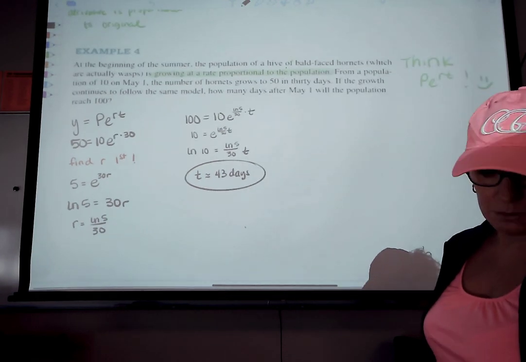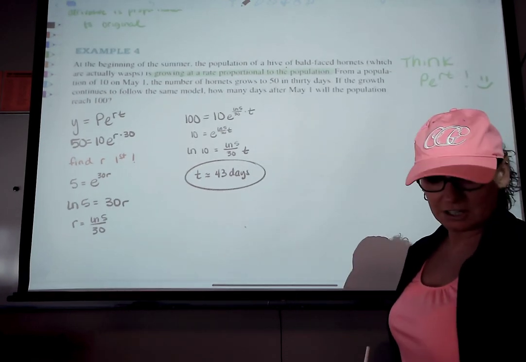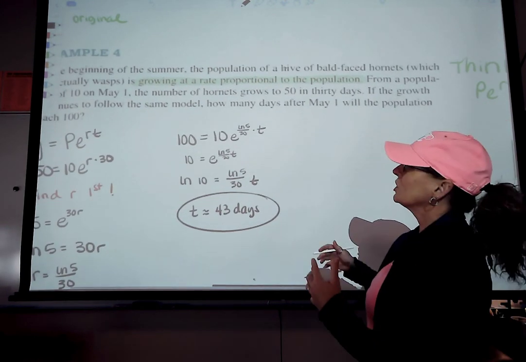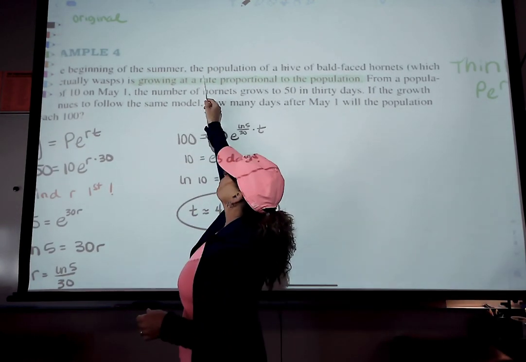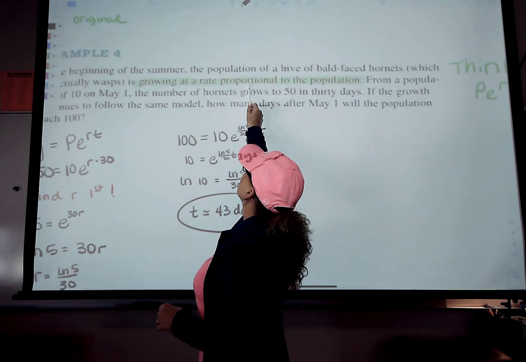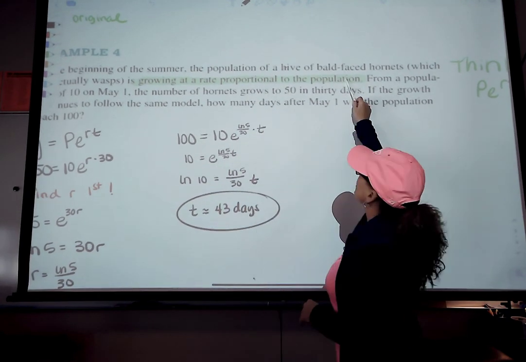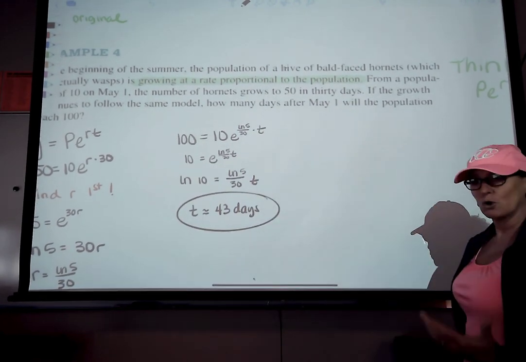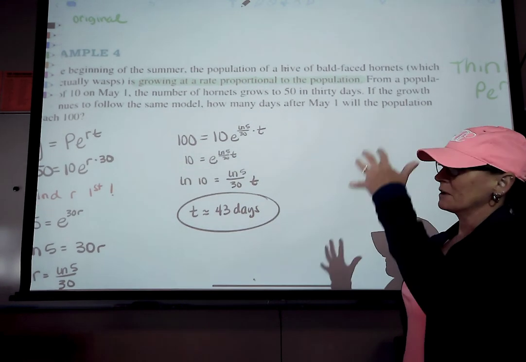And again, that was all pre-cal. The only thing calculus that we used there was knowing that the rate of change was proportional to the original population equation, and that clued us in that it was a PERT equation.